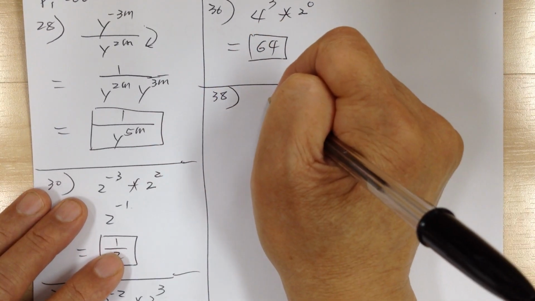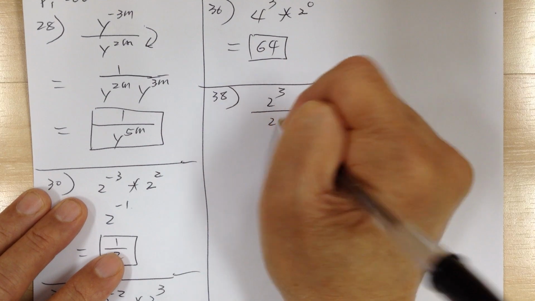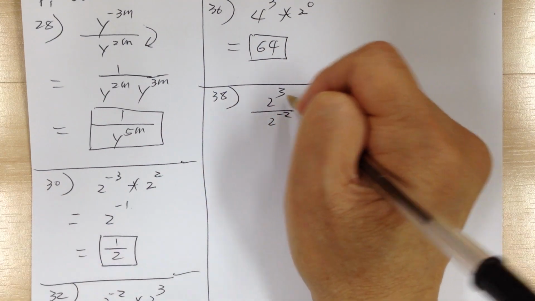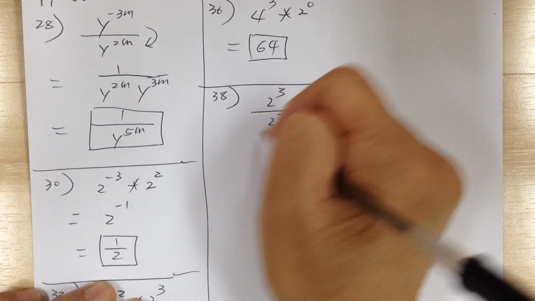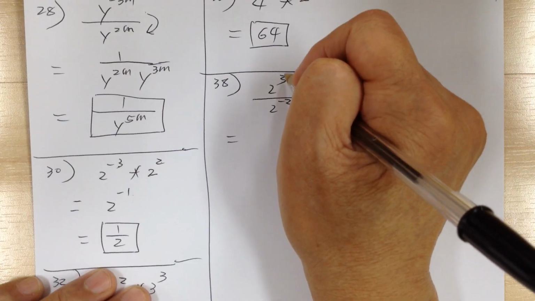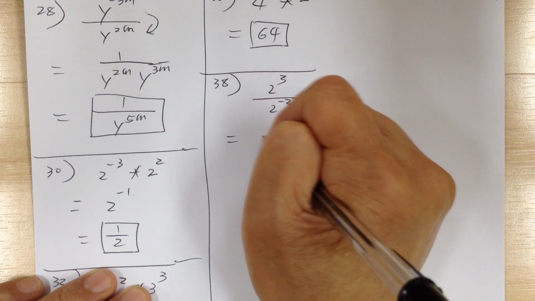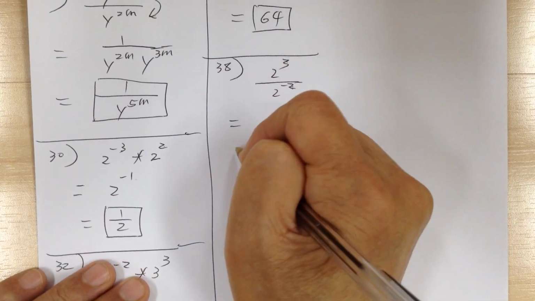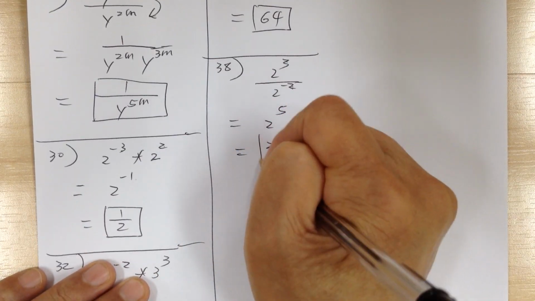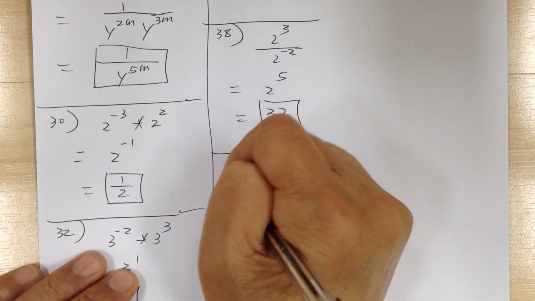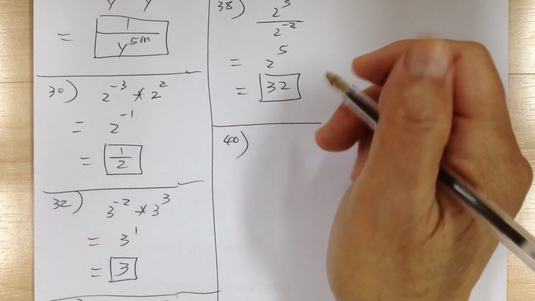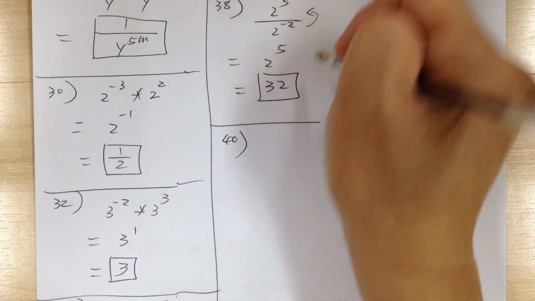Okay, number 38, you got 2 to the 3 power over 2 to the negative 2 power. So you can just go and subtract, or you can flip it over, it doesn't matter. So you can use the quotient rule. Quotient rule is when you have division, you subtract. So 3 minus negative 2 will become 2 to the 5 power, okay? And it becomes 32. Or another way you can do it, just flip it over and you can work it out.